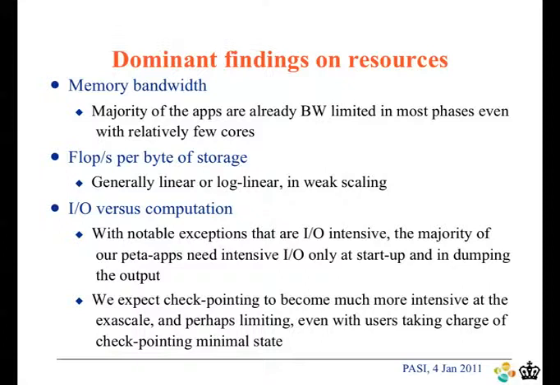In terms of memory bandwidth, the majority of the apps are already bandwidth limited with just a couple of processors grazing over the memories available, let alone adding more cores where we don't have bandwidth to use the ones we have already. The flops per byte of storage is generally linear or log linear. That is to say, these algorithms are already fairly optimal in the mathematical complexity sense. In terms of I/O versus computation, I think we were surprised how few of the scientists pushing the exascale are worried about I/O. I think that's actually probably deceptive. But someone like Rich Brower only needs a scalar out after months of computing, so he's not worried about I/O.